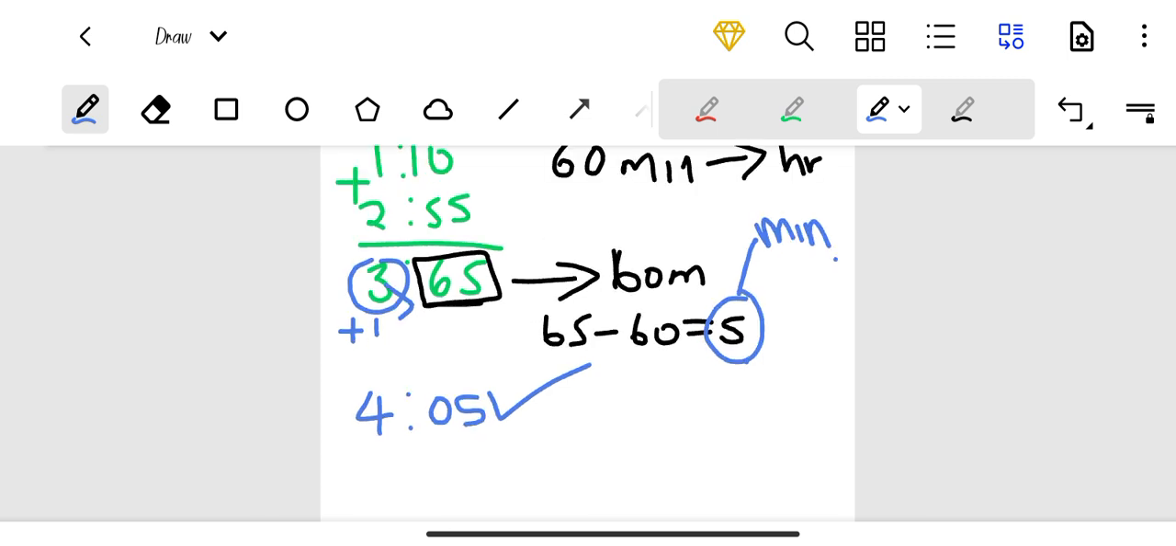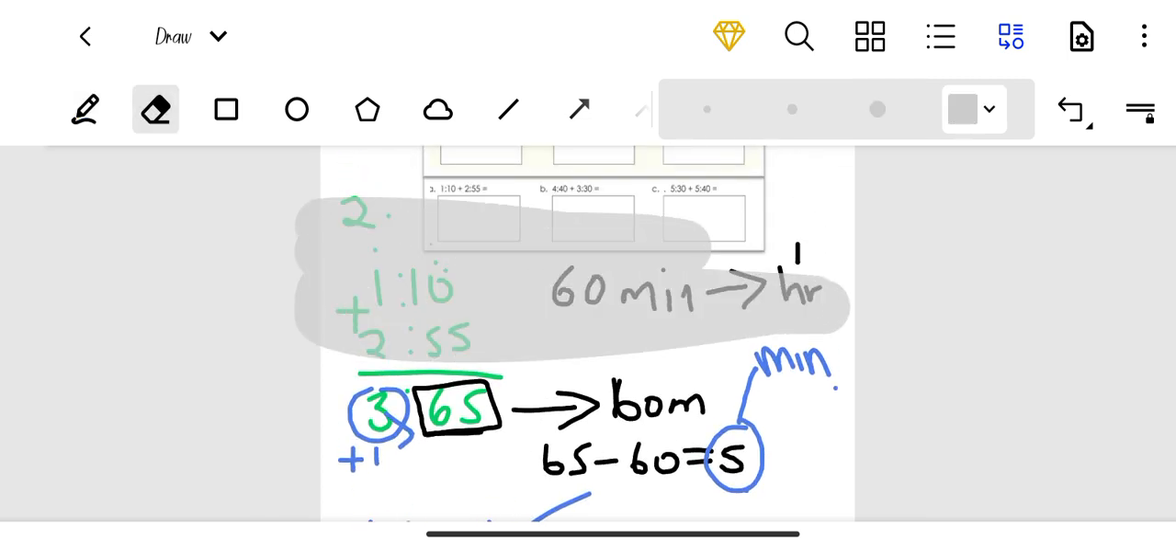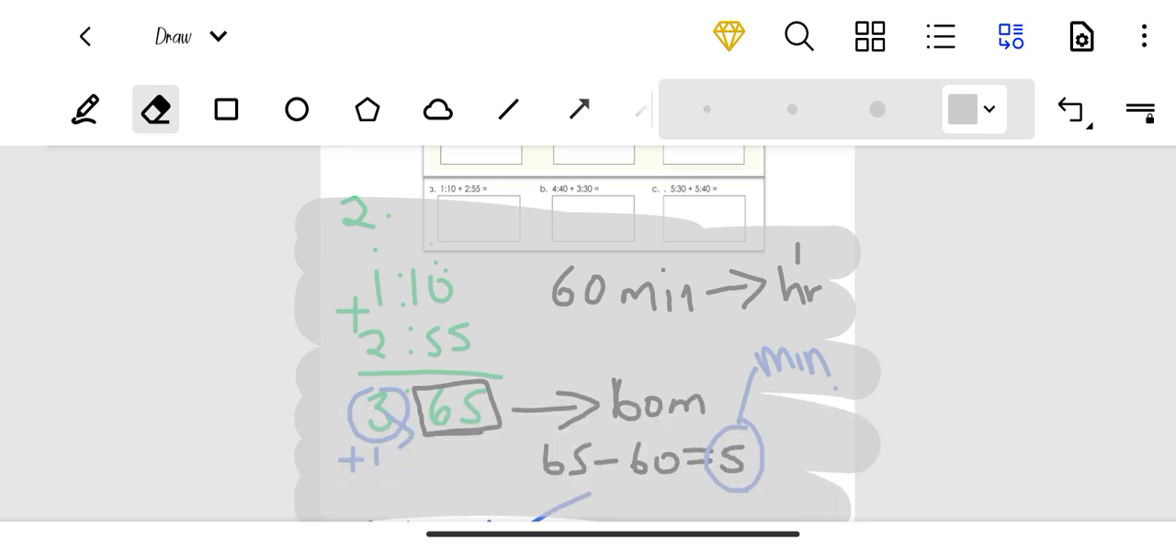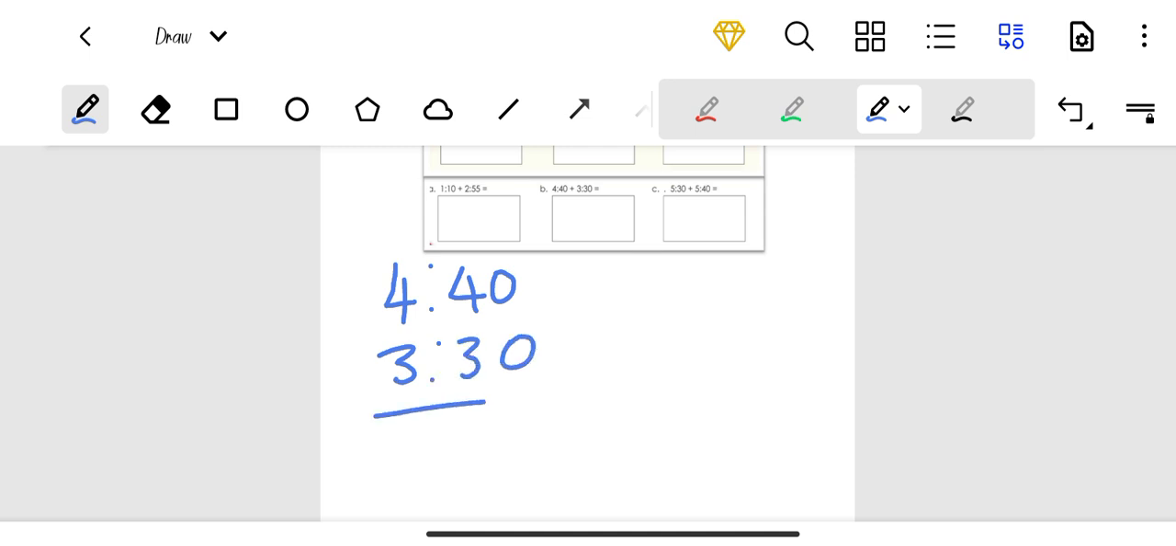Let me just jump to the next, which is 4:40. Hoping that this will also make sense. So it is 4:40, and I wrote 3:30. What do we say? 4 plus 3 is going to be 7. 40 plus 30 is going to be 70.